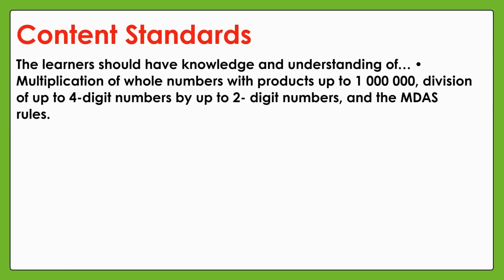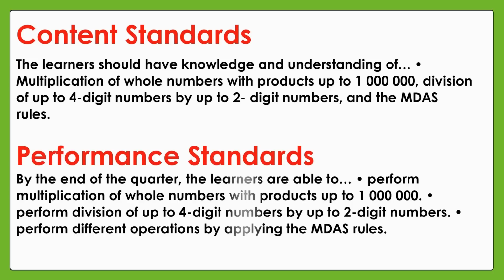Content standards. The learners should have knowledge and understanding of multiplication of whole numbers with products up to 1 million, division up to 4-digit numbers by up to 2-digit numbers, and the MDAS rules. Performance standards. By the end of the quarter, the learners are able to perform multiplication of whole numbers with products up to 1 million, perform division up to 4-digit numbers by up to 2-digit numbers, and perform different operations by applying the MDAS rules.